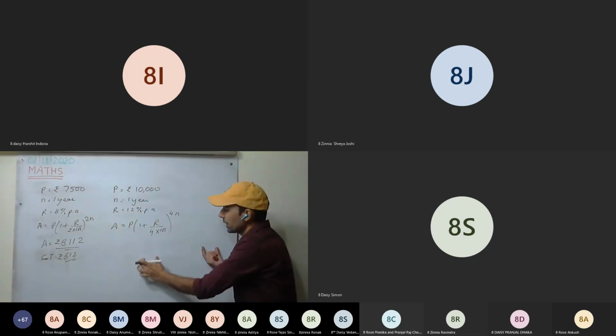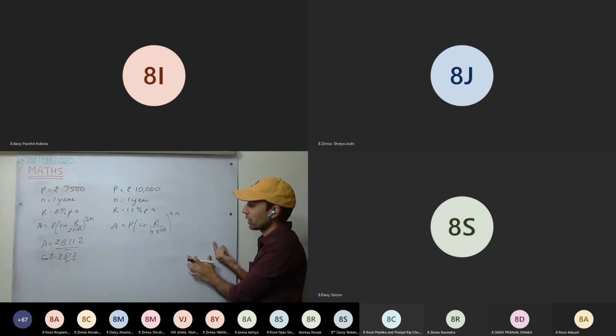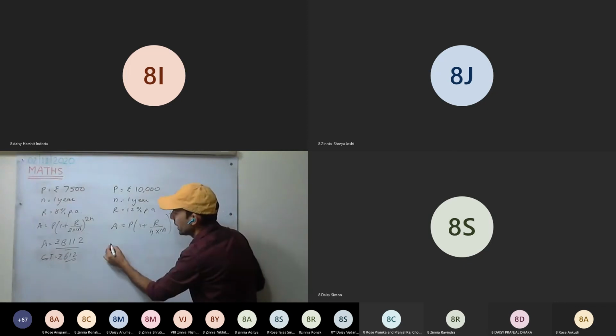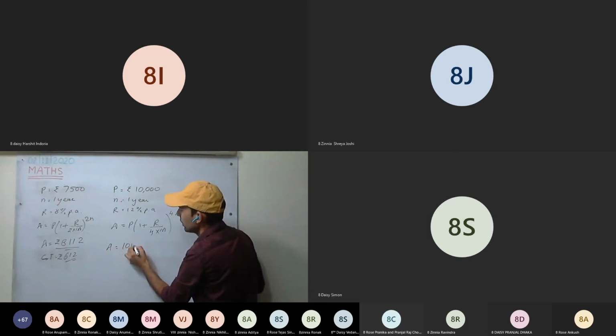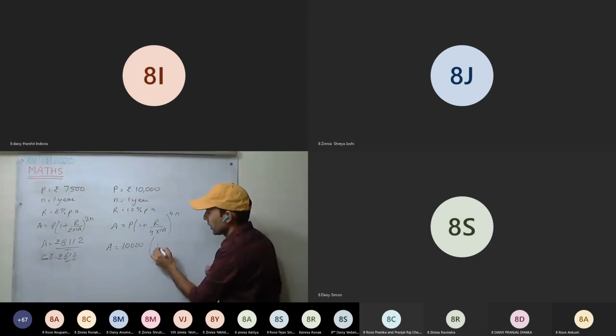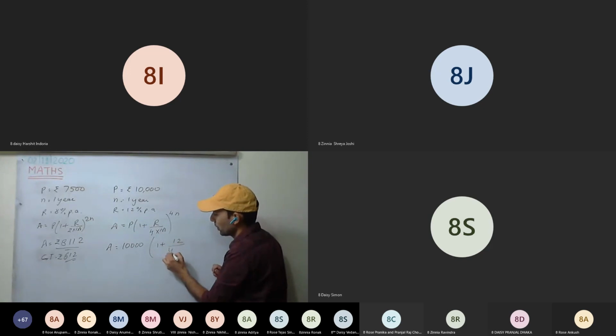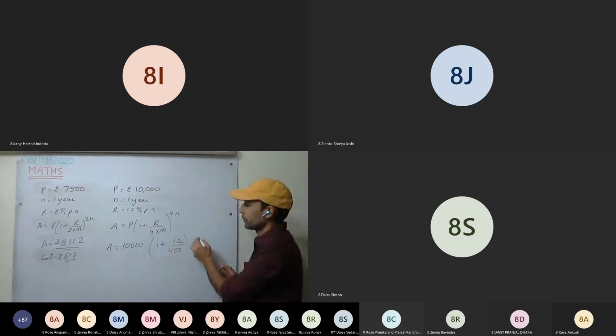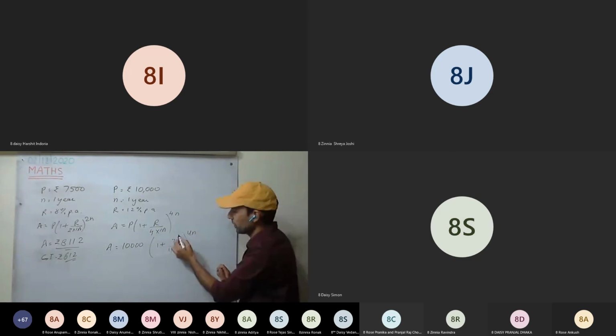So you multiply the same thing 4 times. Okay. So it will be A equal to 10,000 (1 plus 12 upon 400) raised to power 4n. Here we can divide as well. Always keep 0 zeros.